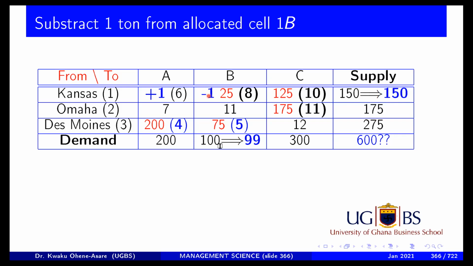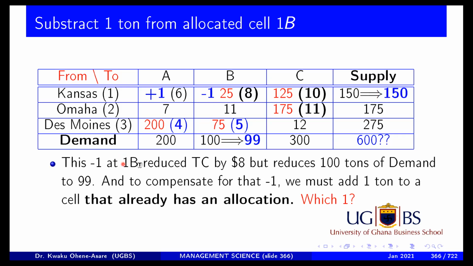But you see, the moment you do the -1 here, you have affected this column B. Straight away column B will now move from 100 to 99 tons. But then we need a total. And so while still in this column B, you need to do something to one of the tons there, so that you come back to 100. And which one do you do it with? The 1B is reduced, which reduces the cost by 1 ton. And to compensate for that -1, we must add 1 ton to a cell that already has an allocation. The most important thing is the cell must have an allocation.